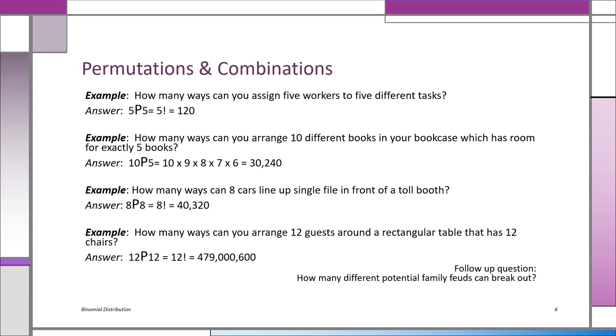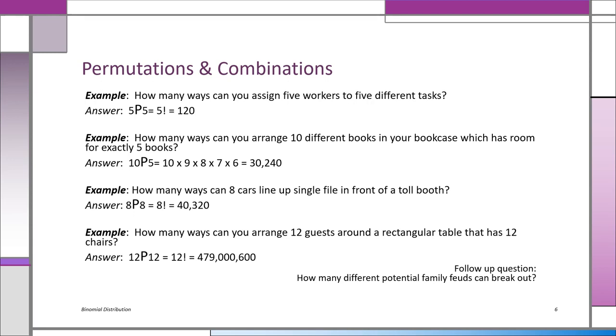Example 2, how many ways can you arrange 10 different books in your bookcase? And suppose it only has room for 5 books. That's like the slots, spaces. So we have 10 permutation 5. Remember, the second number is the slots. So it's 10 permutation 5. And that turns out to be 10 times 9 times 8 times 7 times 6. The 5, 4, 3, 2, 1 is canceled out by the denominator. But if you just put it in your calculator, you get 30,240.